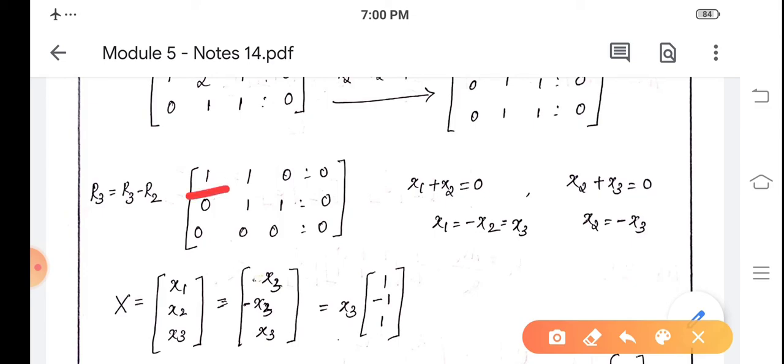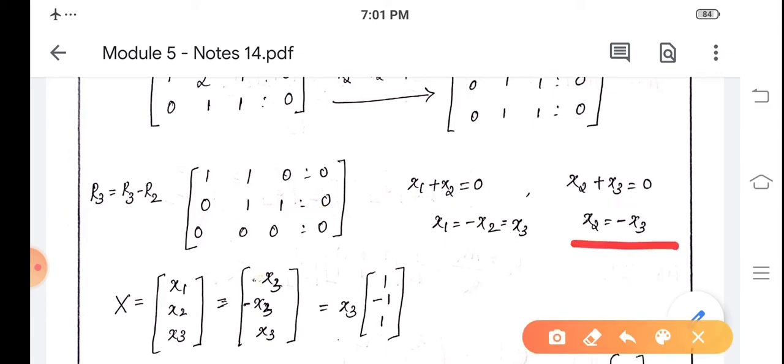Here the leading 1s are the pivot elements. Suppose we take the column vector as x1, x2, x3. Multiplying this with the column vector x, we get x1 and x2 as the pivot variables. So we write x1 and x2 in terms of x3, where x3 is the free variable. Multiplying the first row with column vector x, we obtain x1 plus x2 equal to 0. Next, multiplying the second row with x, x2 plus x3 equal to 0.